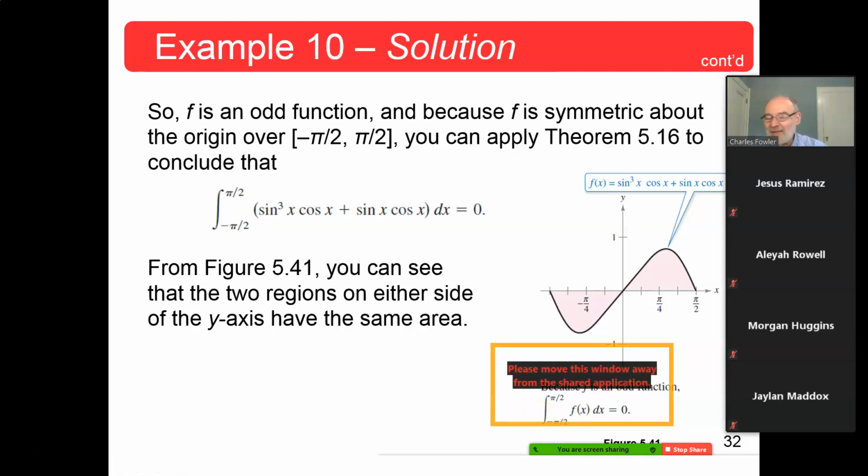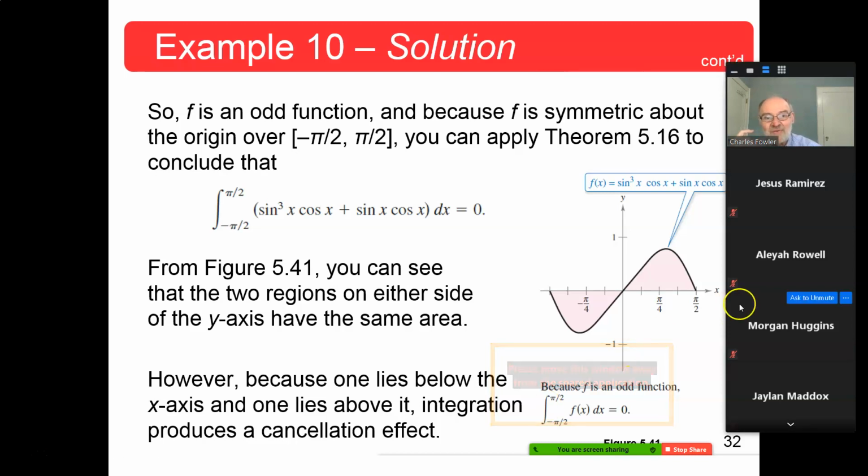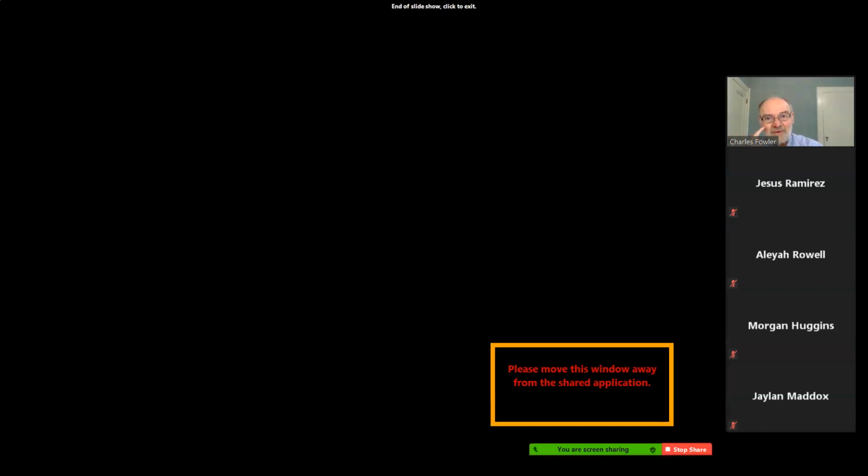Without having to graph, without having to substitute anything else. If you did your substitution, did everything you're supposed to do, you see it equals 0. You go to all that work to get nothing. Okay, this is a little easier. However, because one lies below the x-axis, the other above it, the integration produces a cancellation effect, giving you 0. Even though these two areas are the same, this is a negative area, that's a positive area. One's above the x-axis, one's below. When you add them together, you get nothing. Okay, not the total area, the sum of the two areas.